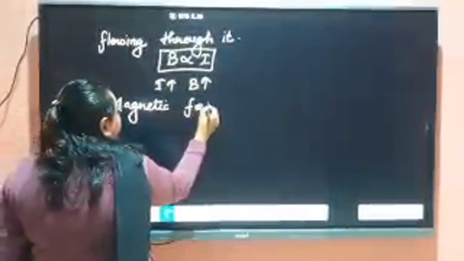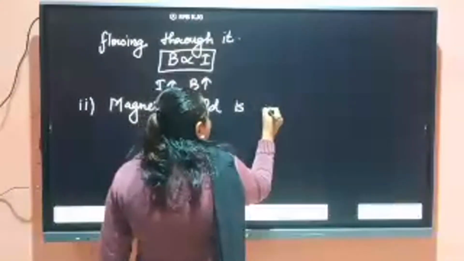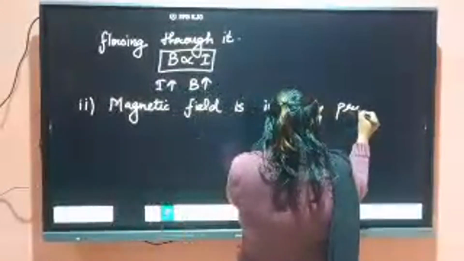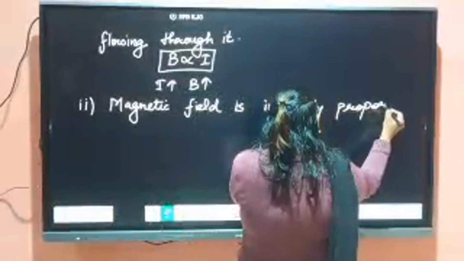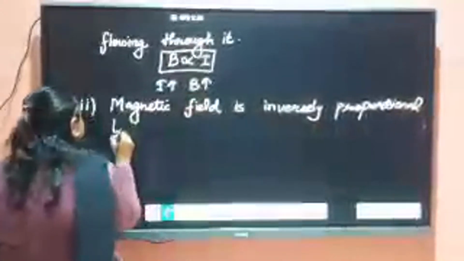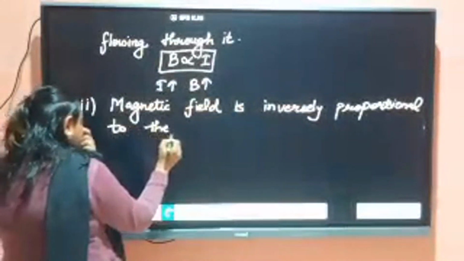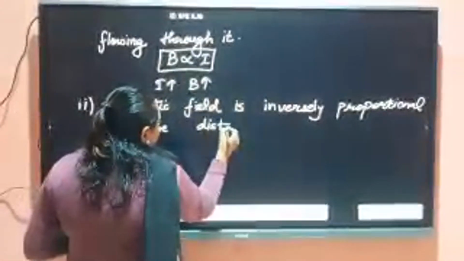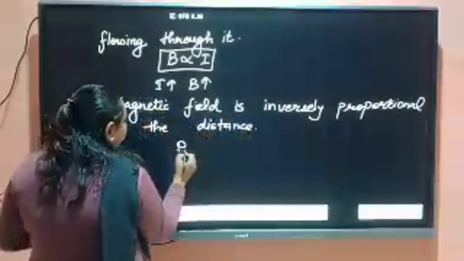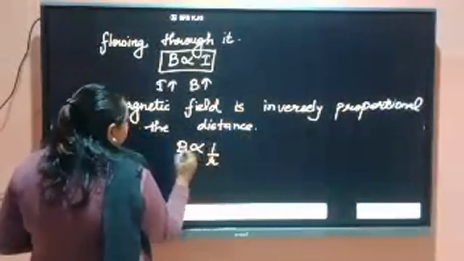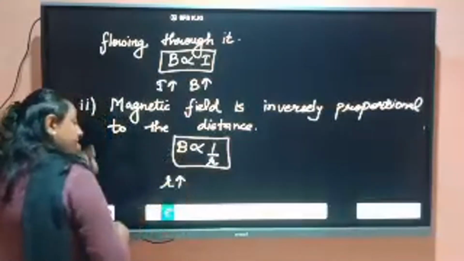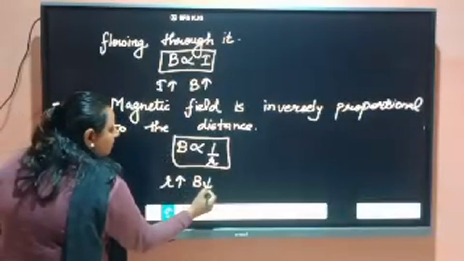Magnetic field is inversely proportional to the distance. जहां पे हमें मैग्नेटिक फील्ड फाइंड करना है उसके डिस्टेंस के इनवर्सली प्रोपोर्शनल होगा मैग्नेटिक फील्ड. If we increase the distance from the straight current carrying conductor, the magnitude of magnetic field is weaker.